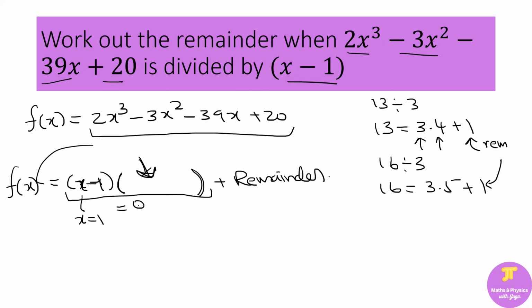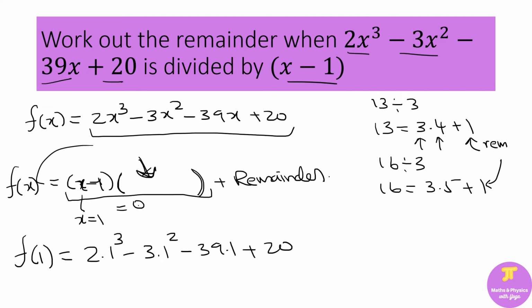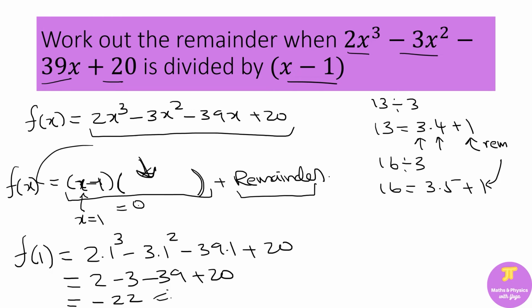So if you want to find the remainder, all you need to do is substitute 1 for x. So the answer is going to be 2 into 1 cubed minus 3 into 1 squared minus 39 into 1 plus 20. This is equal to minus 22. So that's the answer. The remainder is actually minus 22.